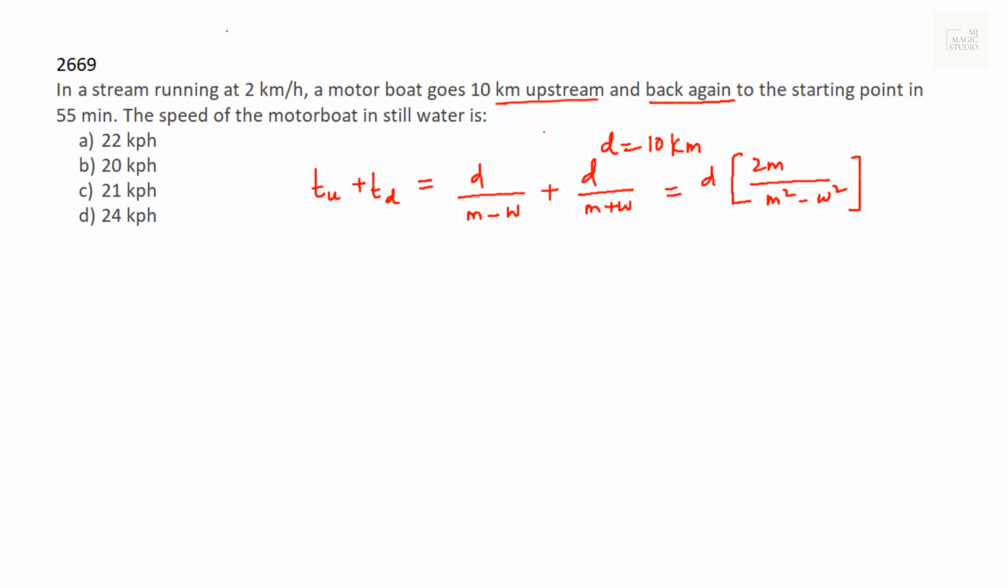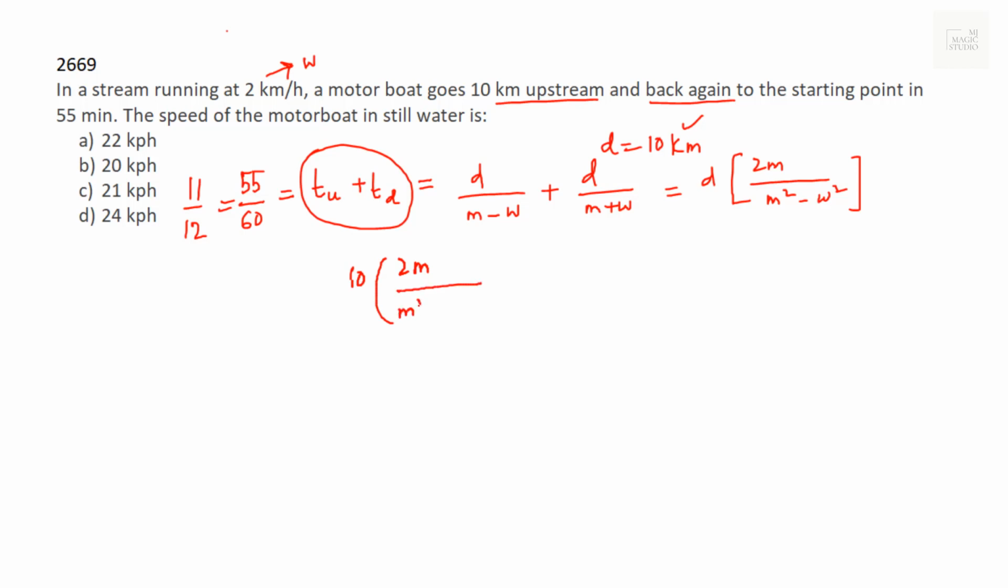That is the derivation. Now here what all values are given? Tu plus Td, upstream and downstream time, is 55 minutes. That is 55 by 60 in hours, or 11 by 12 part of the hours. D is given as 10. 2 km per hour is the stream speed, that is w. Fair enough. So now 10 into 2m upon m square minus w square, which is 4, is equal to 11 by 12.